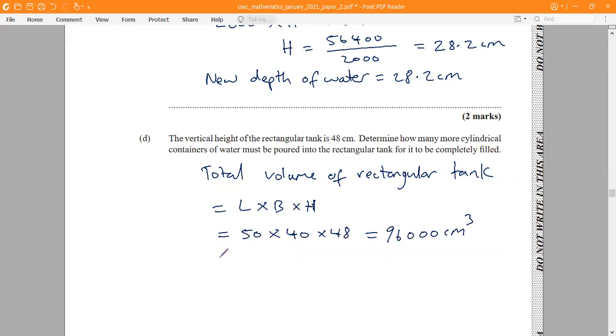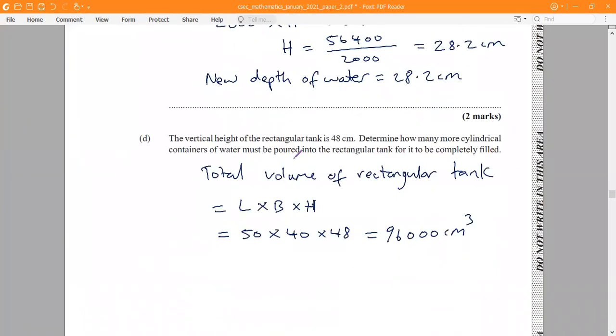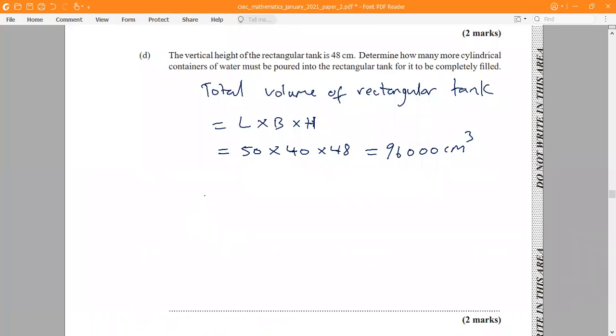So after pouring one of the cylindrical containers of water into the tank, we had 56,400 cm cube in the tank. So let's see how much space is remaining in the tank. So 96,000 minus 56,400 is 39,600.